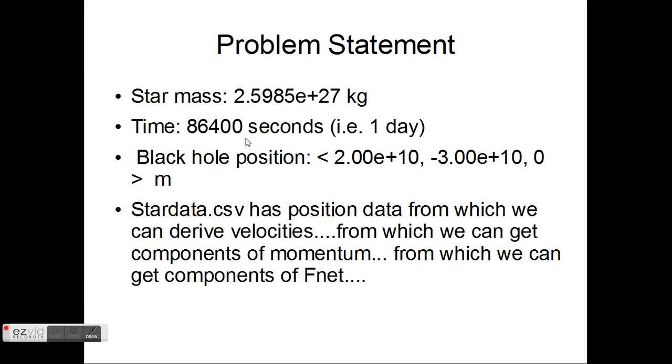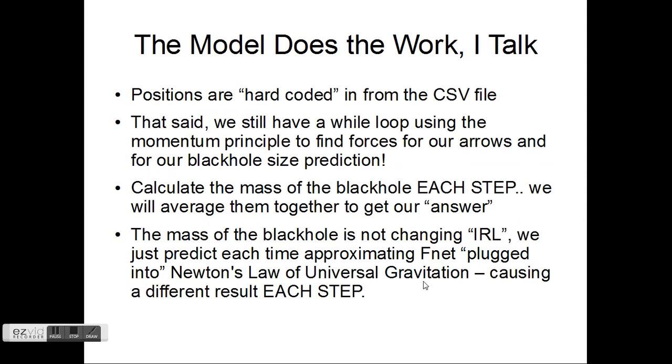The following was provided in the prompt for the lab. Important things to note are the time, which is going to be about 1 day. That's how long our observed motion will be. And we have a stardata.csv file, which has position data from which we'll derive velocities, from which we'll derive momentum, which will derive Fnet. The positions are key. This data in mind, we edited the computational model to suit our needs.